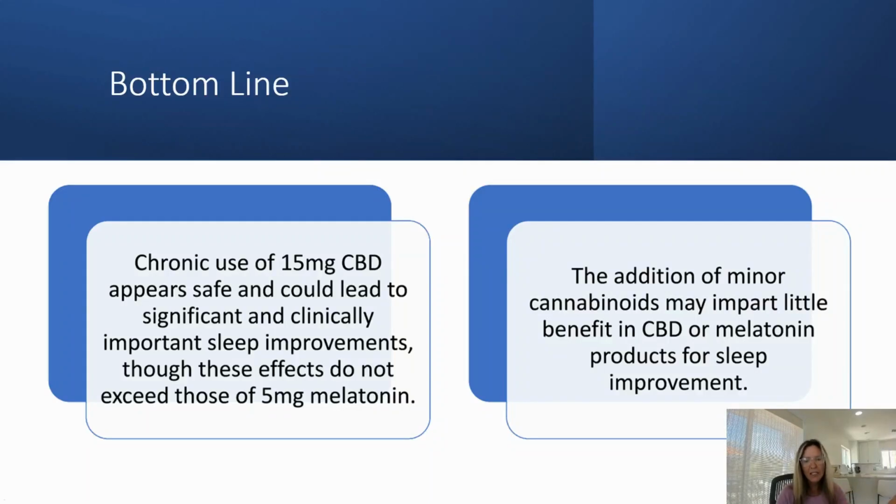So very important findings. So what's the bottom line? Chronic use of 15 milligrams of CBD was safe and could lead to significant and clinically important sleep improvements, but probably not going to be superior to 5 milligrams of melatonin, not in this study. So the addition of minor cannabinoids may impart little benefit when added to CBD and melatonin. So they probably don't add a huge benefit to either one, but they did perform the same as the melatonin.